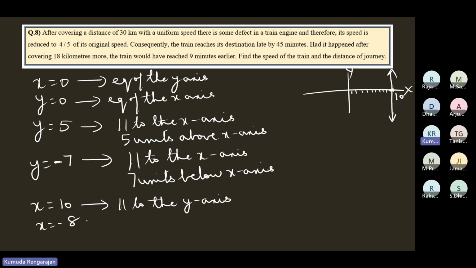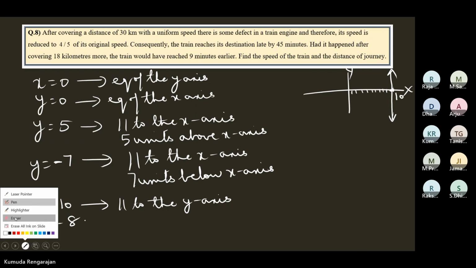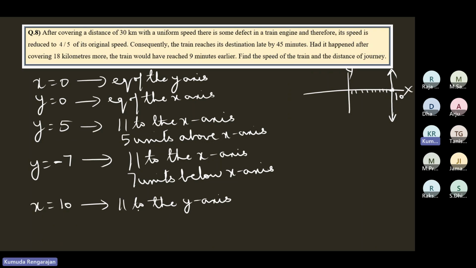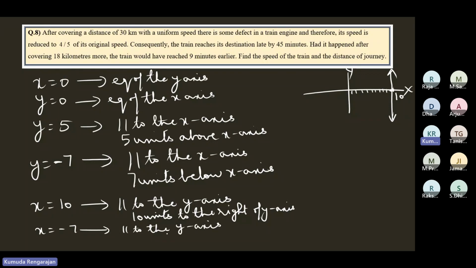X is equal to minus 8. Okay, I forgot to write this. Okay, so x is equal to 10, parallel to the y-axis, at a distance of 10 units to the right of the y-axis. Then x is equal to say negative 7, parallel to the y-axis, at a distance of 7 units, because it's a negative 7, to the left of the y-axis.